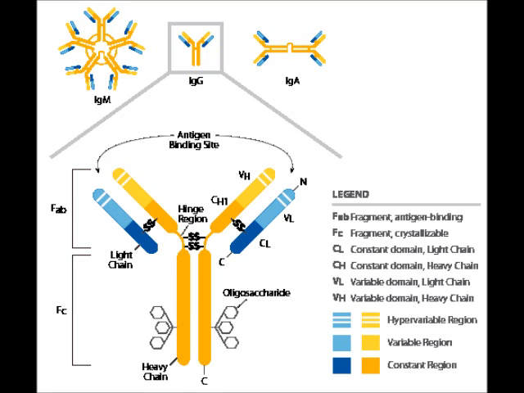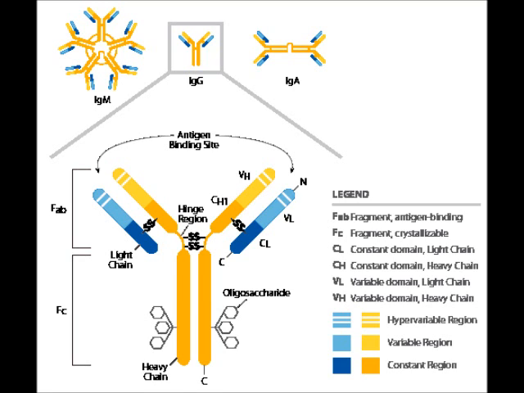Each heavy chain has 2 regions, one constant and one variable. The constant region is identical in all antibodies of the same type, but differs across types. Heavy chains gamma, alpha, and delta have a constant region composed of 3 domains and a hinge region for flexibility. Heavy chains mu and epsilon have a constant region composed of 4 immunoglobulin domains.